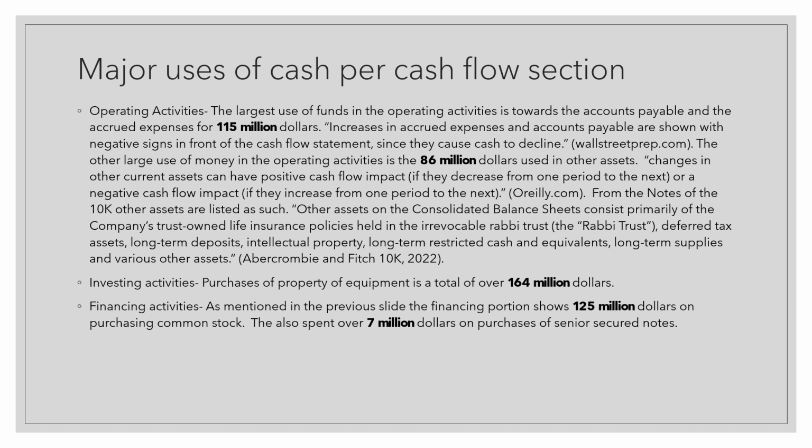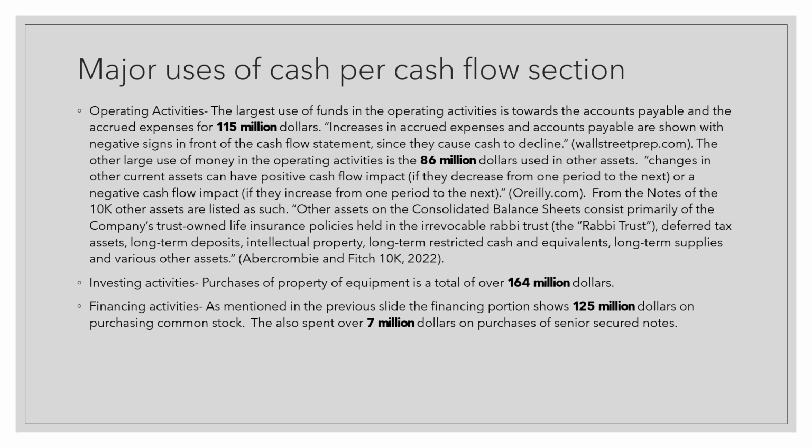Changes in other current assets can have a positive cash flow impact if they decrease from one period to the next, or a negative cash flow impact if they increase from one period to the next. And that's from O'Reilly. From the notes of the 10K, other assets are listed as such.